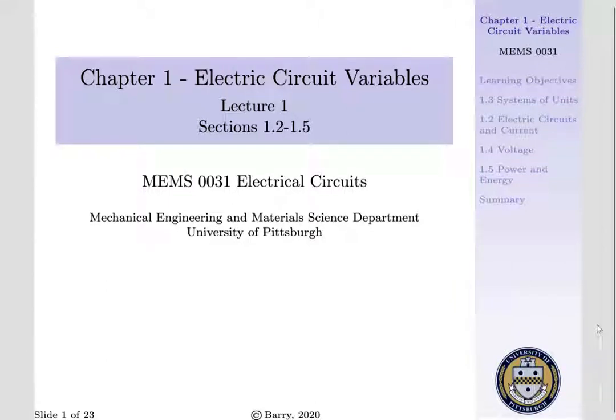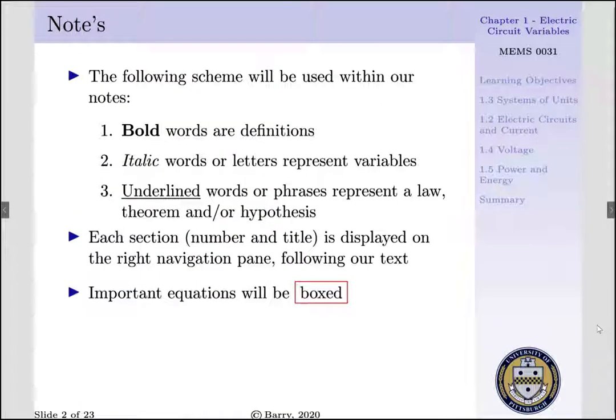Lecture 1 covers sections 1.2 through 1.5. The scheme within our class will be as follows. Bold words are definitions. Italic words or letters are going to represent variables. Underlined words or phrases represent a law, theorem, and/or hypothesis.